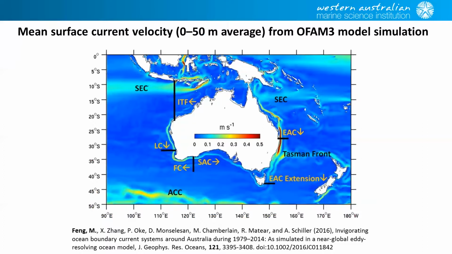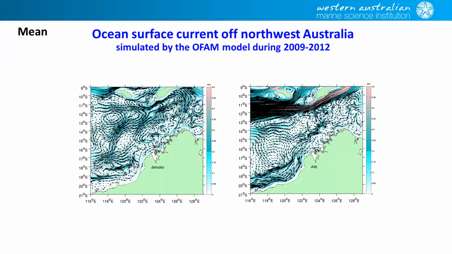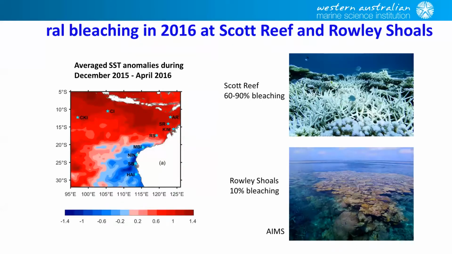I didn't bring the picture showing the Rowley model result. I think Matt has shown that already. Basically, with this kind of model, we are able to resolve the boundary current and the seasonal reversal of the boundary current. In winter we have the Leeuwin Current, and in summer we have the monsoon wind-driven current. Okay, so moving back to my topic.